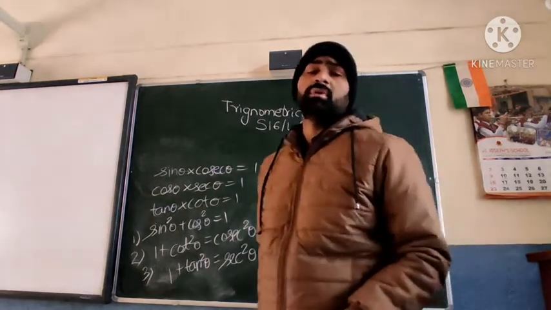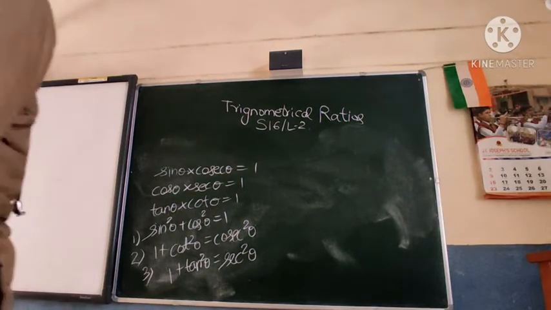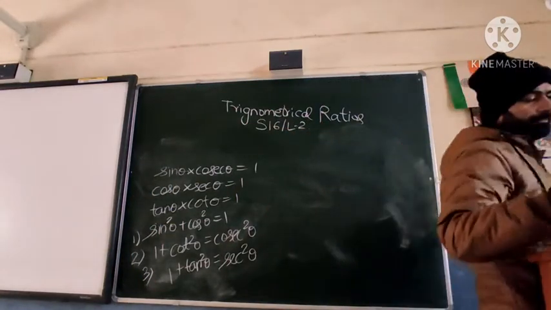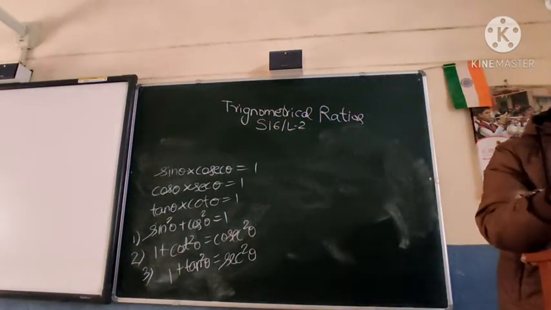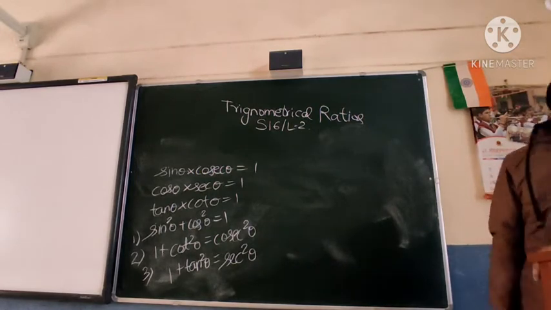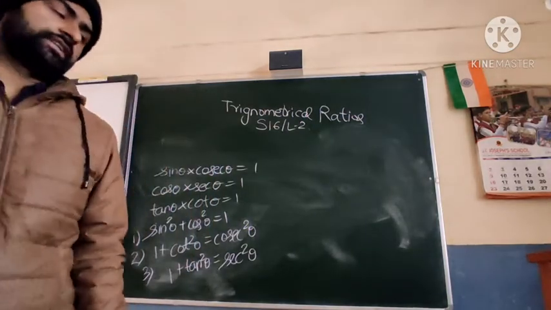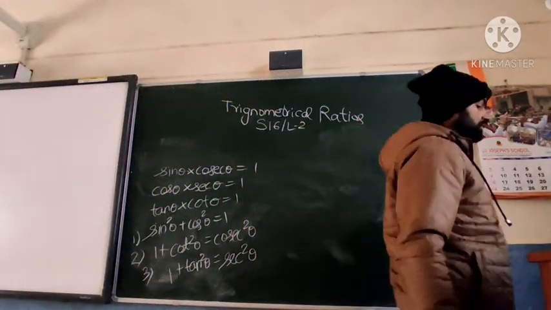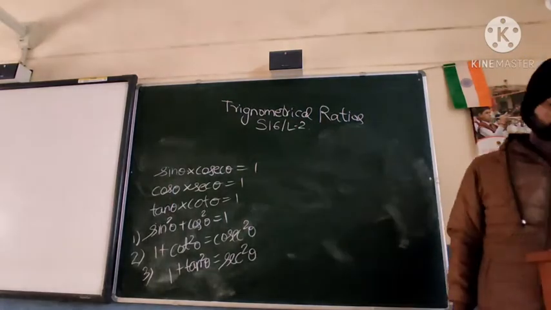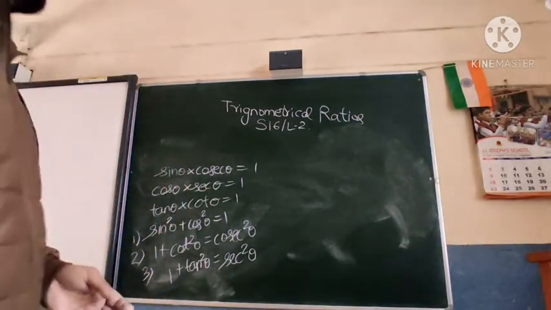Now see, on the basis of these three formulas, numerous things will be proved. The question might ask you to prove so many things, prove this, prove that. You have to use them effectively, Pythagoras theorem everywhere. Sometimes they give the value like sin theta is this much, find the value of cos theta. Similarly, if the value of one thing is given, the others you can find out by using the formulas I have told you.